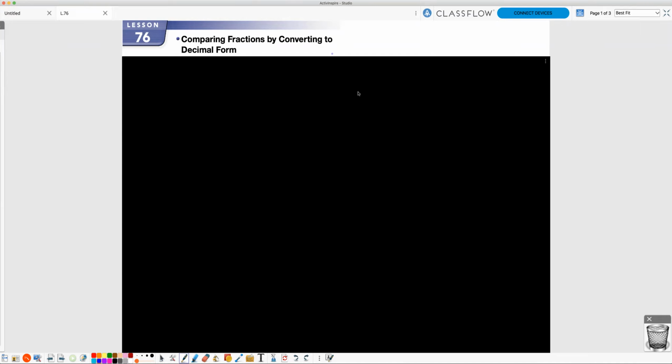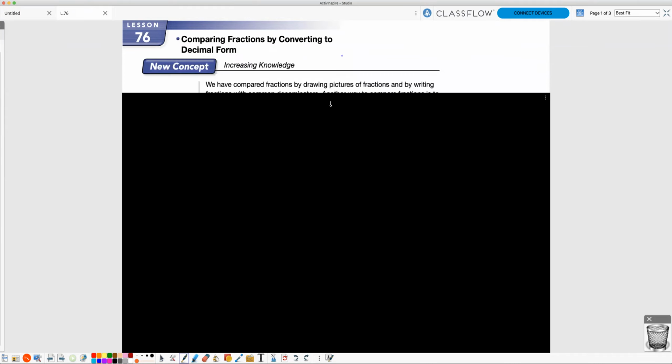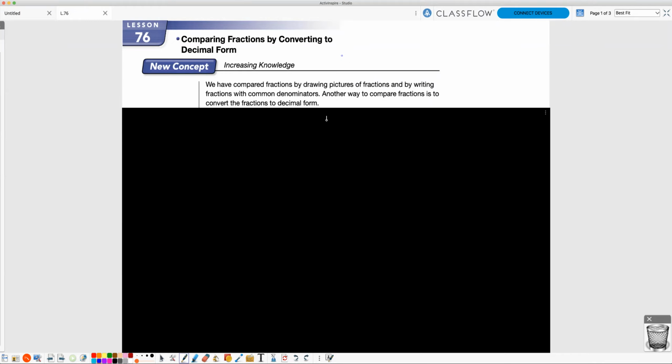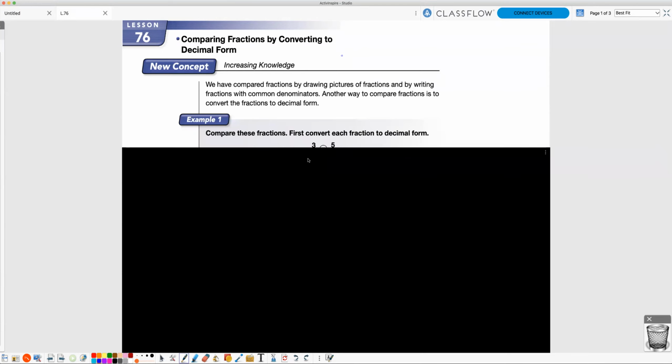This is lesson 76, comparing fractions by converting to decimal form. We've compared fractions by drawing pictures of fractions and writing fractions with common denominators. Another way to compare fractions is to convert the fractions to decimal form. Let's look at an example.